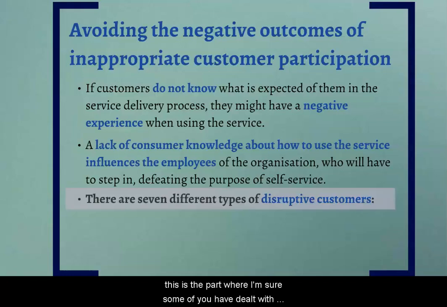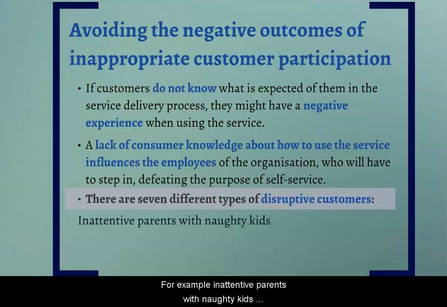This is the part where I'm sure some of you have dealt with several of these types of disruptive customers, and there are 7 different types that you should be aware of. For example, inattentive parents with naughty kids. We've all seen this in either Pick n Pay, a different service delivery, or at a theme park or anything like that, where kids are naughty and then the parents simply don't care. They are partying on their own and leaving their kids to be naughty. But this definitely impacts your service experience.